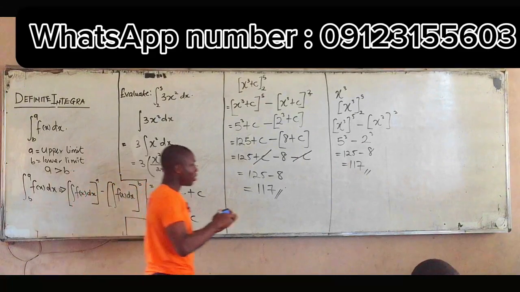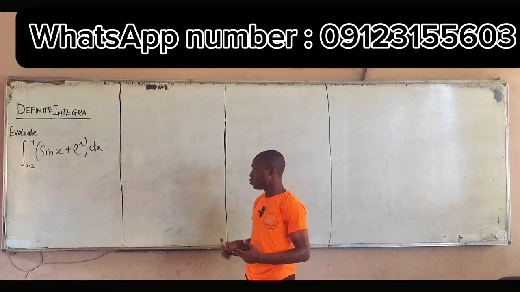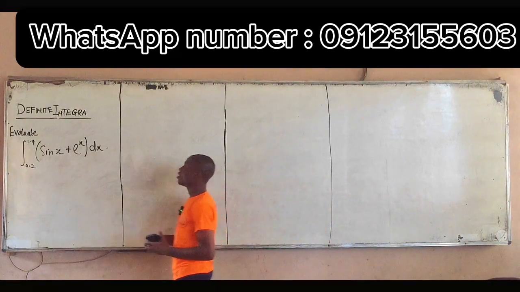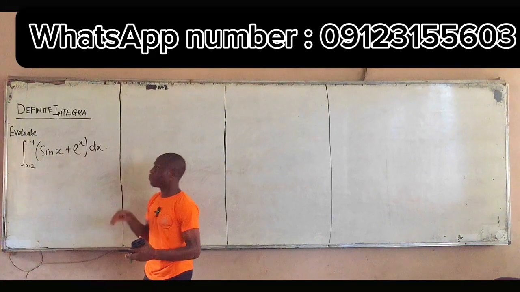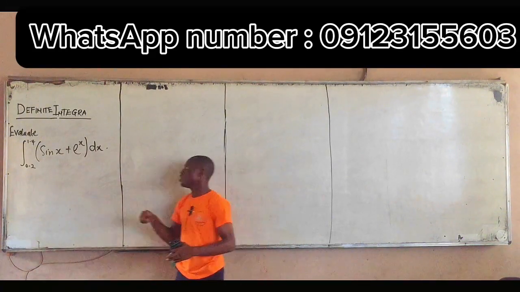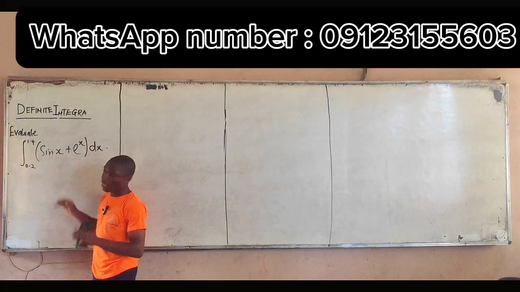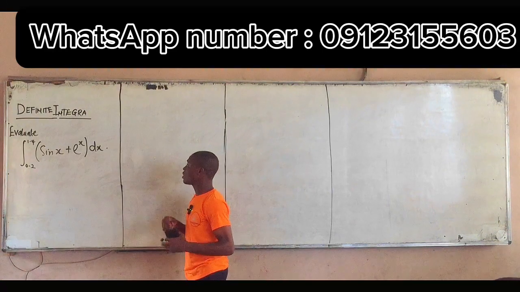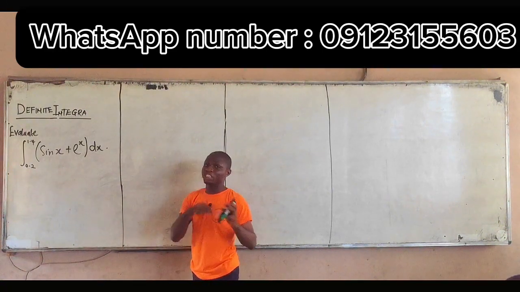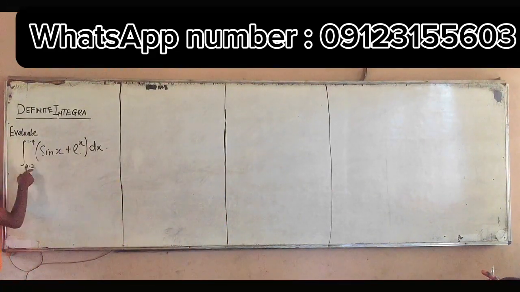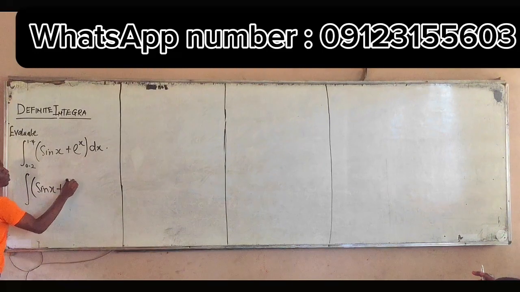Example 2. Let's solve this example 2 using the idea of definite integral. Note number 1 is that the upper limit is only greater than the lower limit. True. The second thing to note is that to solve a problem under definite integral, ignore the limit first. So pick out your integral symbol: the integral of x sine x plus exponential x.